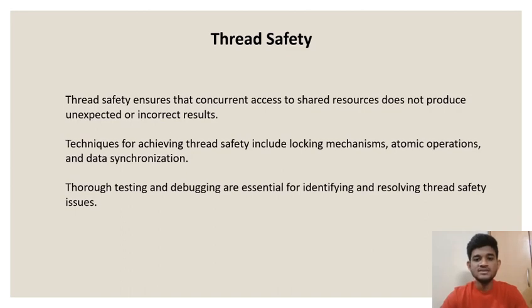Now let us see the thread safety. Thread safety ensures that concurrent access to shared resources does not produce unexpected or incorrect results. Techniques for achieving thread safety include locking mechanisms, atomic operations, and data synchronization. Thorough testing and debugging are essential for identifying and resolving thread safety issues.